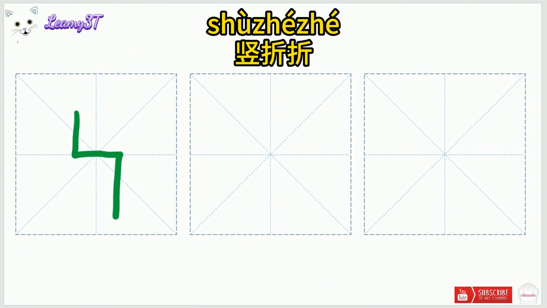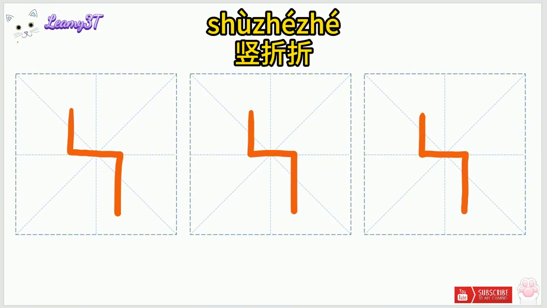竖折折, 竖折折, 竖折折. Next, please find all the 竖折折 in 10 seconds.